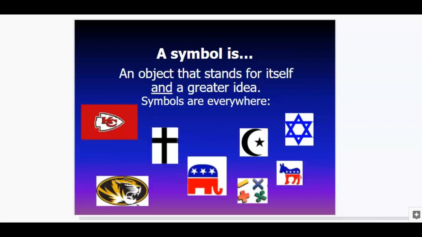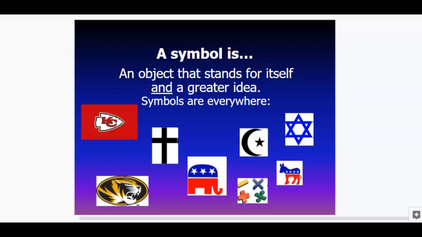Okay, and this is where I'm differing a little bit from what I normally do. A symbol is an object that stands for itself and a greater idea. So we have symbols everywhere, right? Like the arrowhead represents a group of men on a field. It also represents the idea of the Chiefs, and if you go into the background of how the Chiefs were named, it was named after an individual who was a chief in the Mikase tribe of Boy Scouts. There's a lot behind that, right?